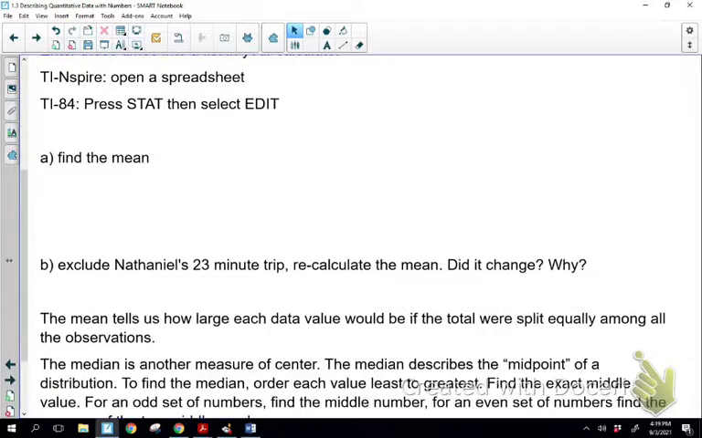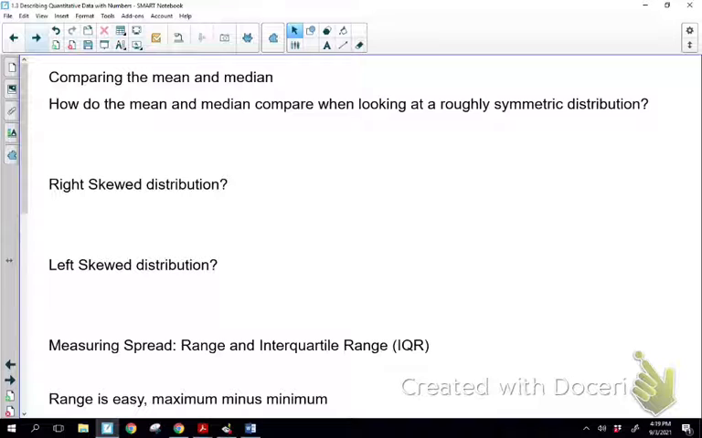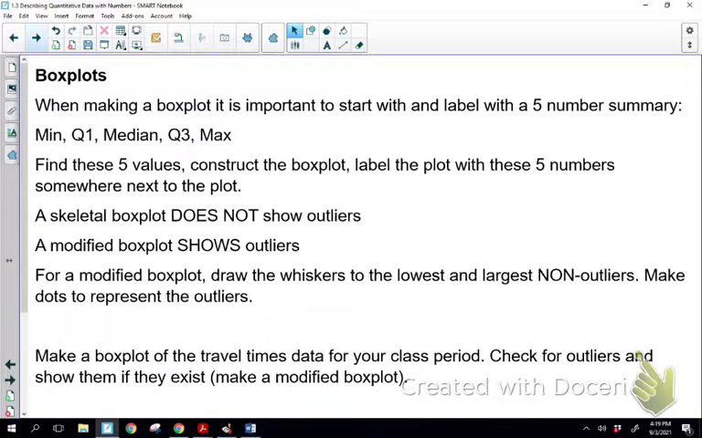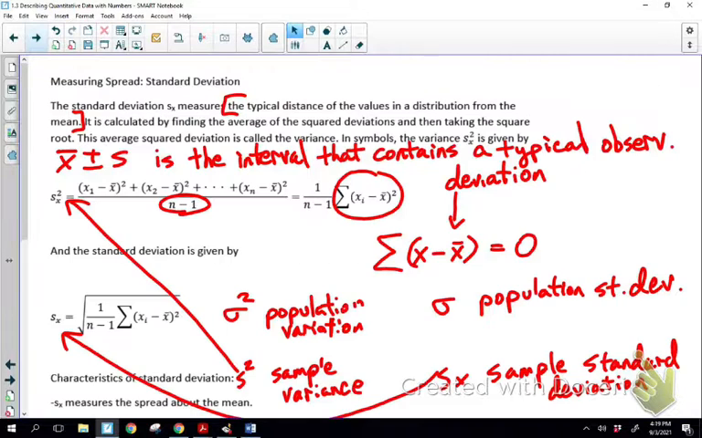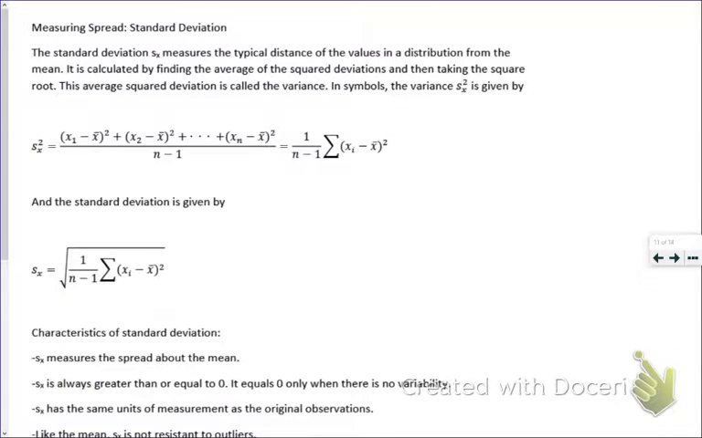We've talked about the mean, we've talked about the median. We talked about how shape affects the mean and the median. Then we talked about box plots yesterday. And we are going, whoops, let's get rid of all that and start from scratch. So here is standard deviation.